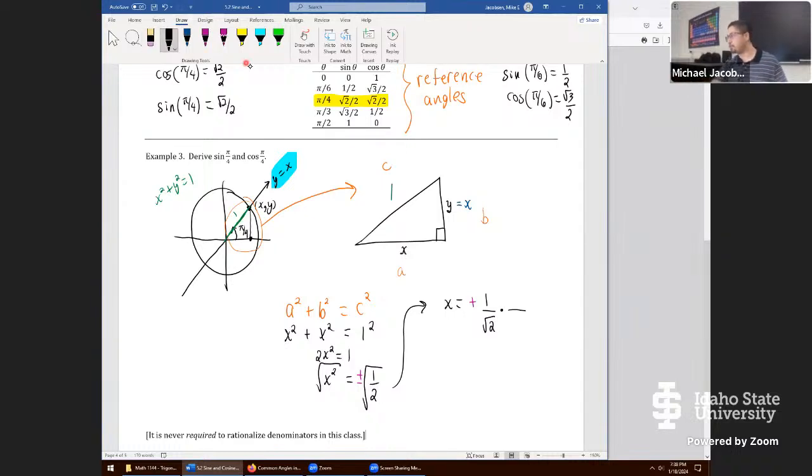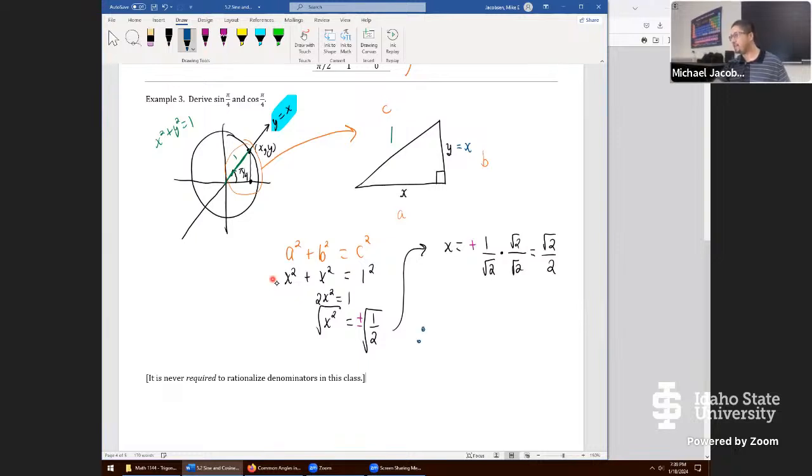Rationalizing the denominator means we're multiplying by root 2 over root 2. Across the numerator, it's 1 times root 2, so just root 2. Across the denominator, we get 2 altogether. And that's finally where all this stuff comes from. Instruction said derive sine pi over 4, cosine pi over 4. Let's make that our end step.